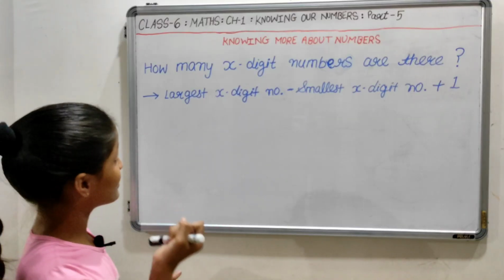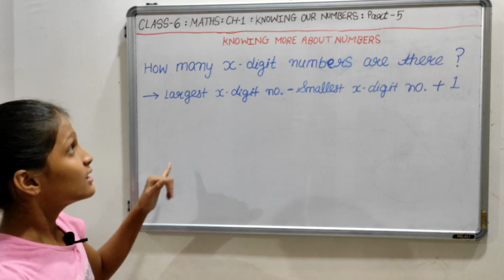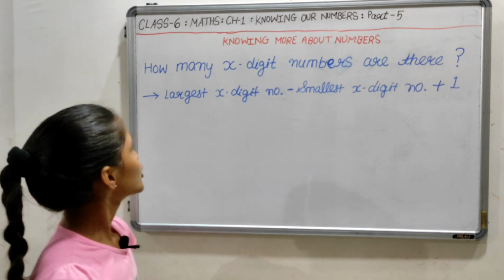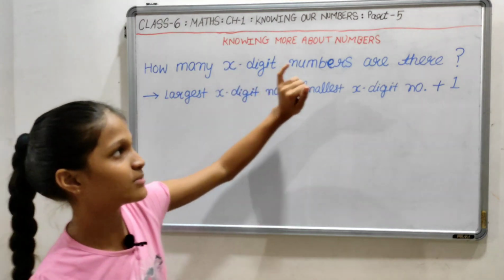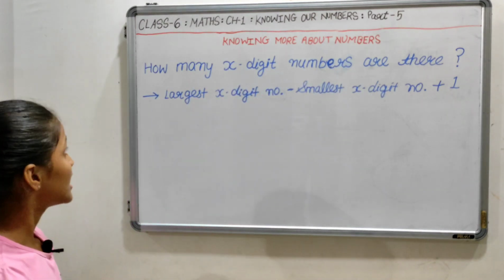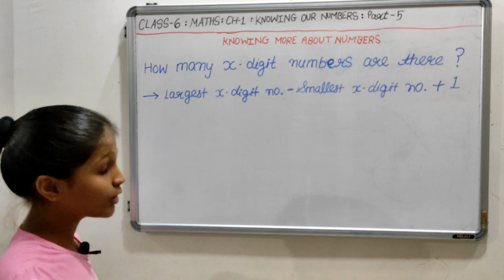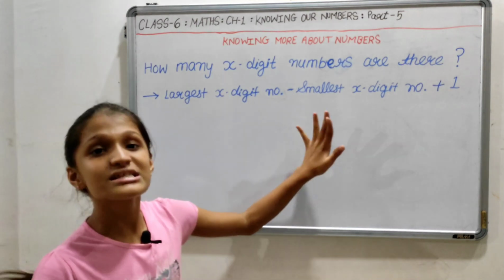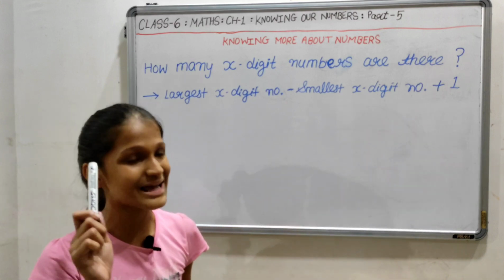So have you ever wondered how we can find how many x-digit numbers there are? For example, how many x-digit numbers are there? This is our question. Now how can we find out? The formula is: largest x-digit number minus smallest x-digit number plus 1.